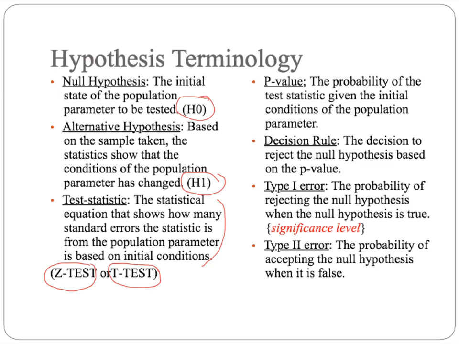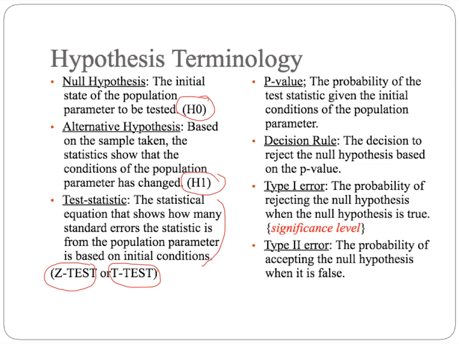The p-value is the probability of the test statistic given the initial conditions of the population parameter. So we're looking at the probability of the event x bar being away from mu under the sampling distribution. Then the decision rule is to reject the null hypothesis based on the p-value.